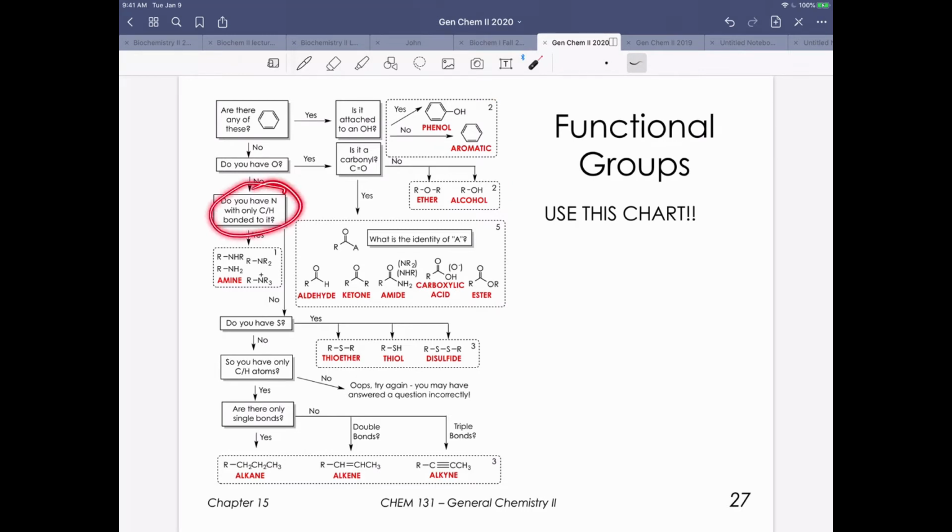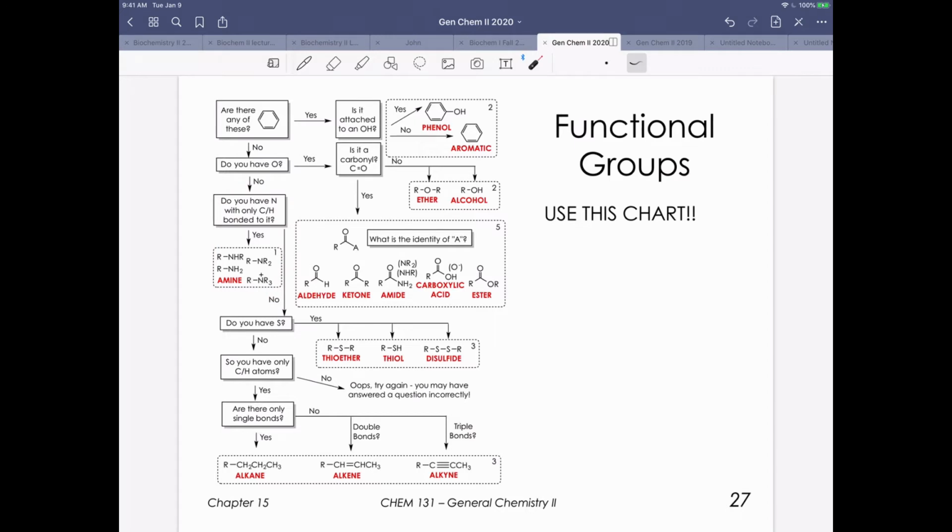All right, now we're going to ask about a different heteroatom. What if you have nitrogen with only carbon and hydrogen? If you have nitrogen with only carbon and hydrogen bonded to it, that is an amine. You'll notice here we can have a nitrogen bonded to a carbon and a hydrogen, a nitrogen bonded to 3 carbons, a nitrogen bonded to 1 carbon and 2 hydrogens, or in this case, 4 carbon atoms. And we're actually going to see that that gives it a formal charge of +1. So again, these are all amines.